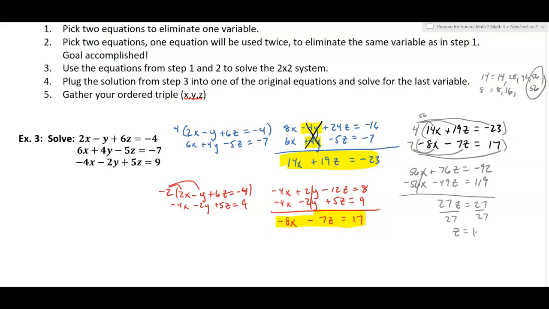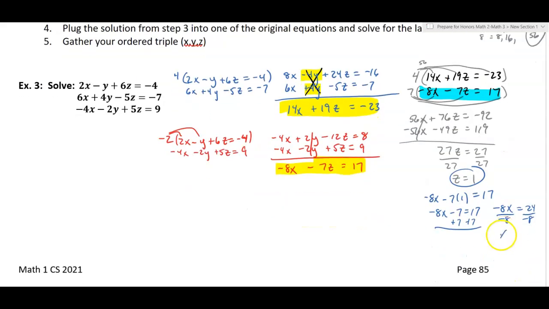Now I'm going to plug that back in to find the x value. I'm going to plug that into the second equation here. So negative 8x minus 7 times 1, because I'm replacing z with 1, equals 17. So negative 8x minus 7 equals 17. Add 7: negative 8x equals 24. Divide by negative 8, and x is equal to negative 3.